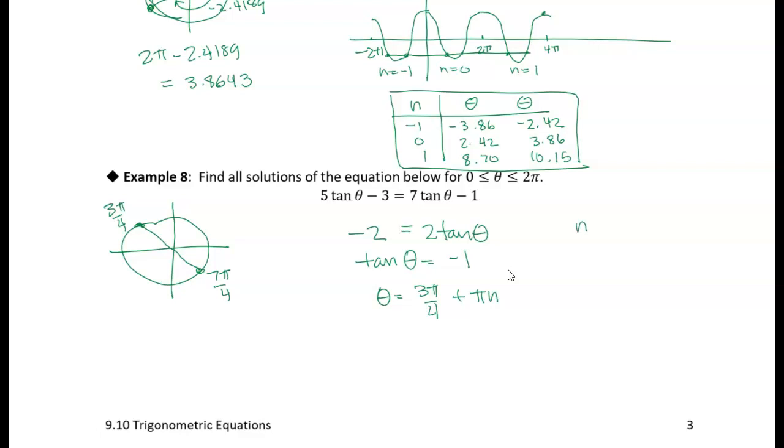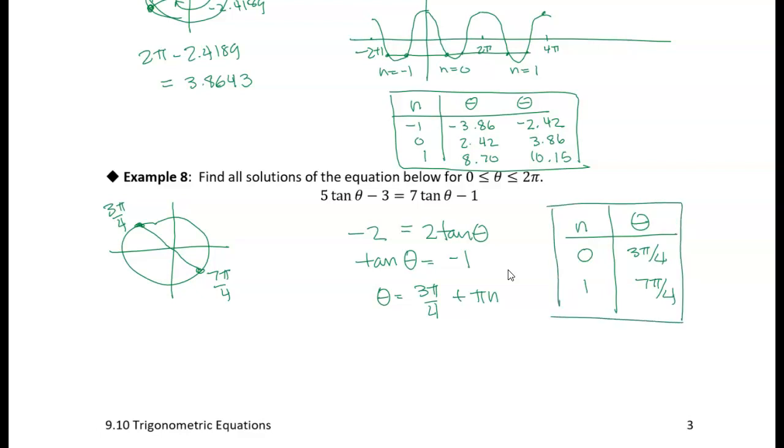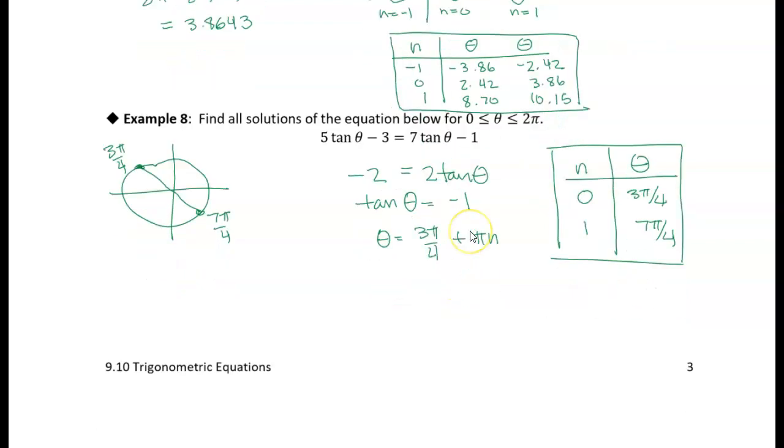So if I do n and theta, for n equals 0, and I'm going 0 to 2 pi, at 0 I get 3 pi over 4, and at 1 I get 7 pi over 4, and that's it. That's all I need because I'm only going up to 2 pi. Okay, so two periods of tangent.